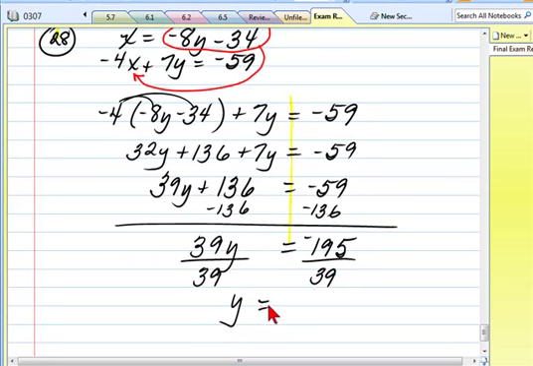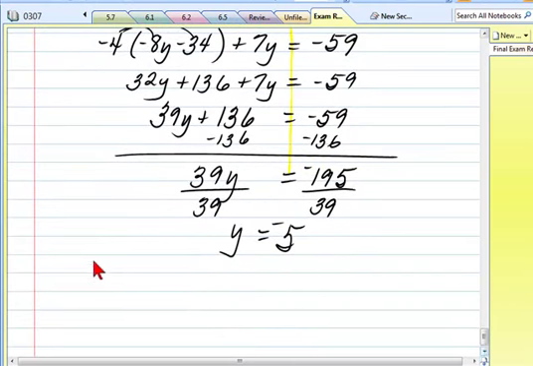And y is equal to? Does it not go in evenly? 5. And it should be negative 5? Okay. So the y value is negative 5. Am I through with the problem? No. So I have to now find x.